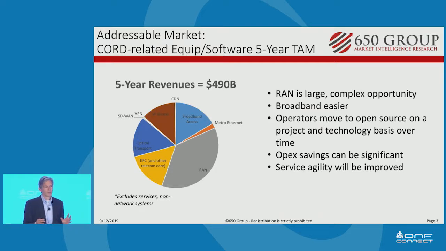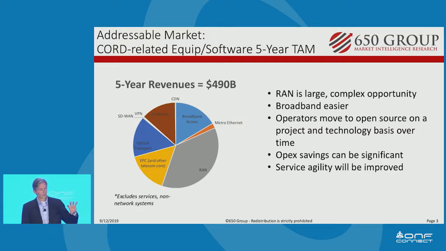If you look over the next 5 years, from the standpoint of equipment and software, we're talking about almost $500 billion in capital spending. This is an enormous opportunity that is underway now. If you look at the pie chart on the presentation slide, you can see one of the biggest parts of this opportunity is the radio access network. This is a very complex part of the network, and there's a great deal of incumbency with vendors.